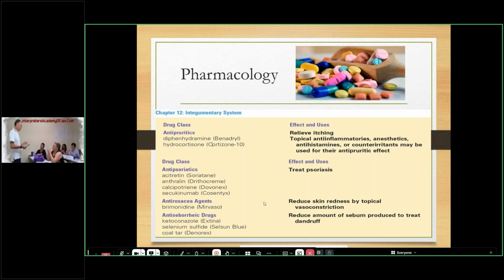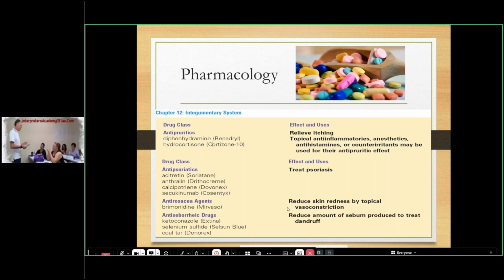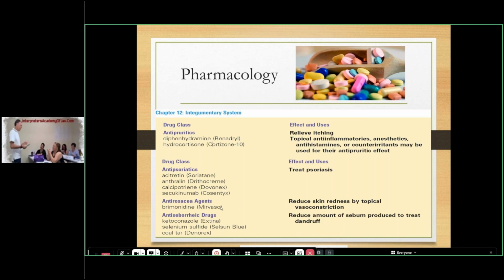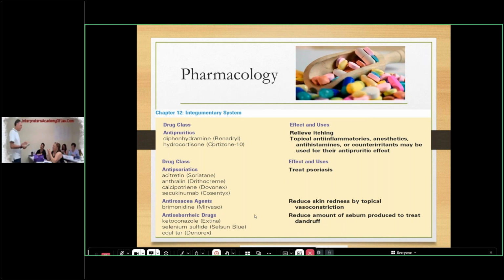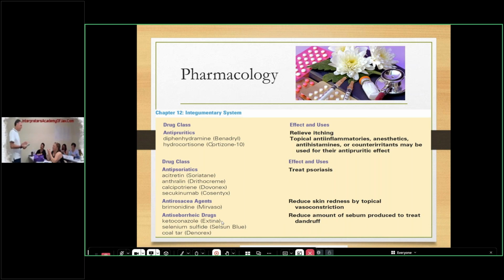Anti-rosacea agents reduce skin redness by topical vasoconstriction. Example, brimonidine, Mirvaso. Antiseborrheic drugs reduce the amount of sebum produced to treat dandruff. Example, ketoconazole, Extina, selenium sulfide, Selsun Blue, and coal tar, Denorex.